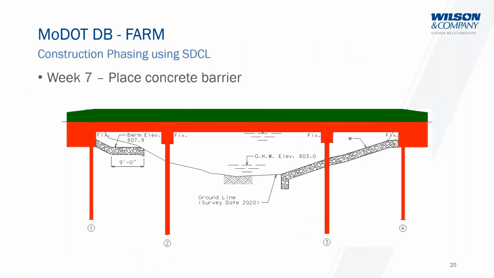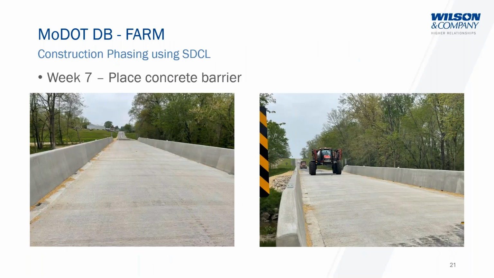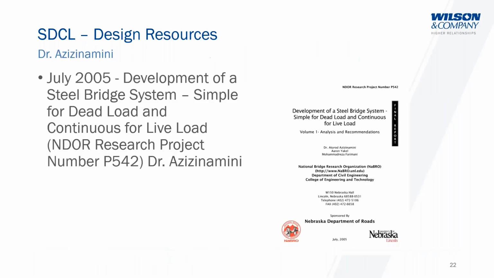Once you had your slab cured out, you can then come in and place your concrete barrier. As Brian had mentioned, you did your slip forming of that 42-inch barrier, then you open it up to traffic. Here on the right side, you can see there was a tractor using that. So it literally is a farm project.